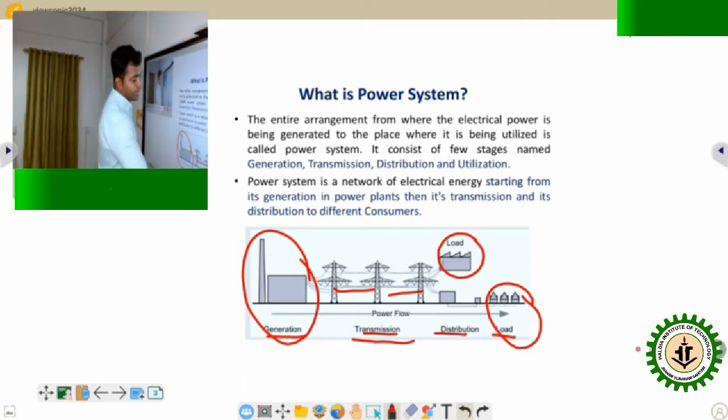Why? Because normally the generating station is situated very far away from the load center. And next, at the receiving station there is a substation, and from the substation the load is distributed to different sections, different types of load.